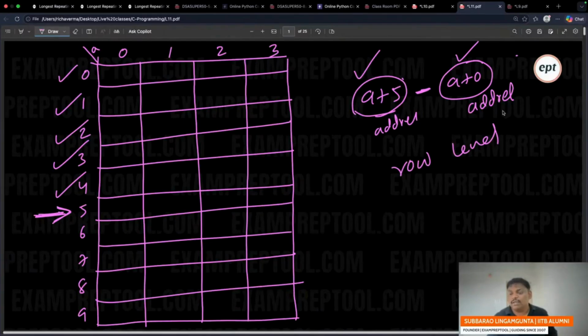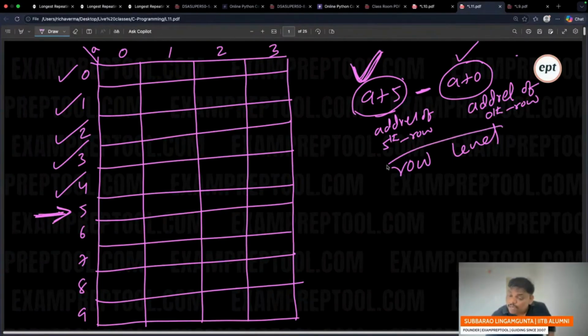Remember, two addresses. This is the address of the fifth row, and this is the address of the 0th row. Remember, you are in the row level. These are addresses of rows, not addresses of elements. Understand all these points, because you are in the row level.